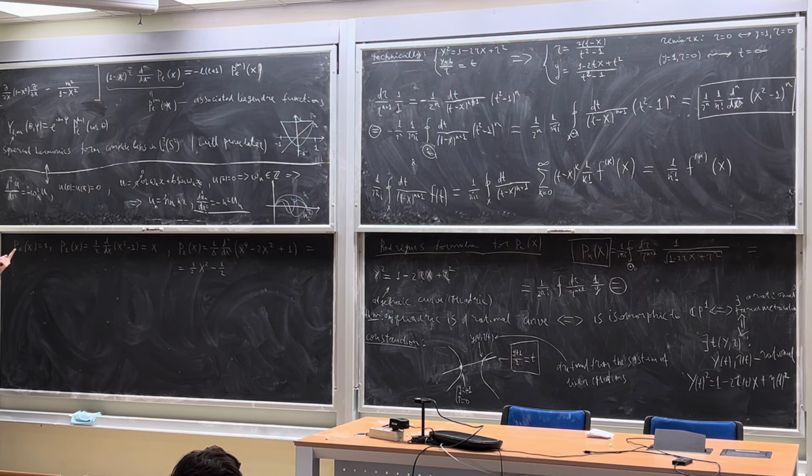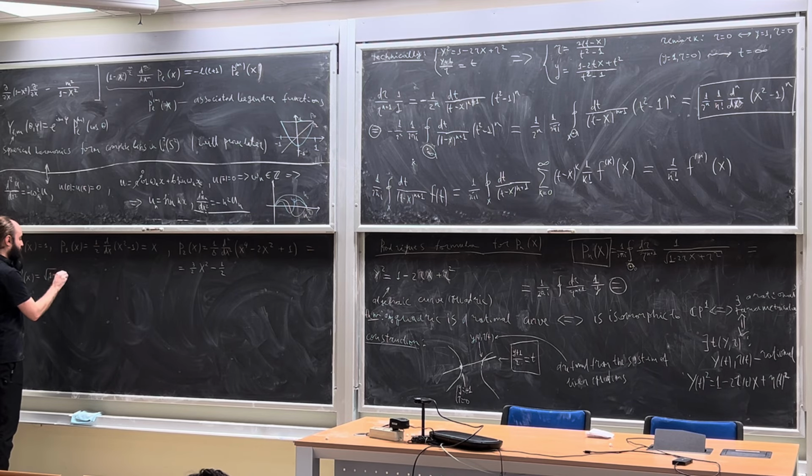Let us now compute associated Legendre functions. I will compute them up to some factors which are inessential. First we have P11 of x. It equals the square root of 1 minus x squared. And that's all. We cannot take more derivatives.